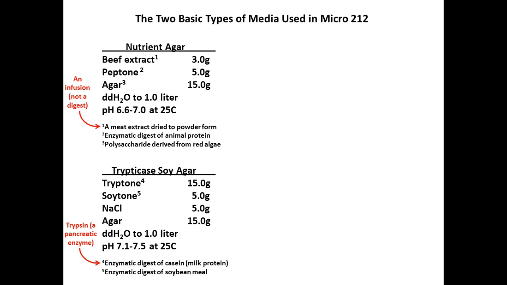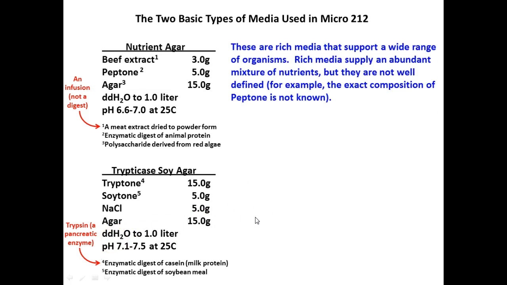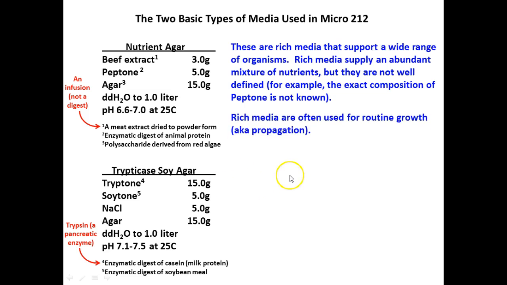And so they use pancreatic enzymes. If you see the word trypsin, it's referring to the enzyme that they're using from the pancreas to digest proteins. So these are really rich sources. They support a wide range of growth. Lots of organisms like to eat them. No problem in getting them to grow. So this is what we typically use to just propagate, to get them to grow.